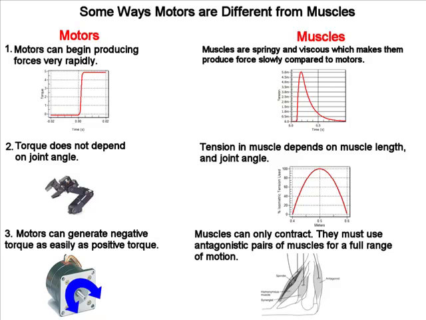Finally, muscles can only pull. They can never produce pushing forces. This means that muscles must work in antagonistic pairs to produce a full range of movement. For example, your bicep muscle works to flex your arm, while your tricep muscle works against the bicep to extend your arm.